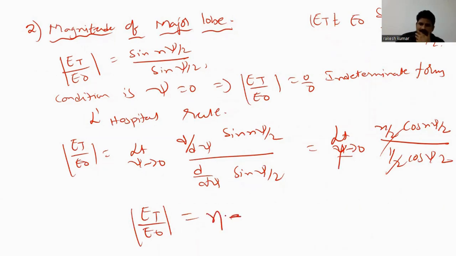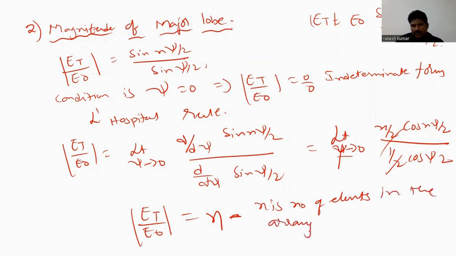E total by E naught is equal to N. The magnitude of the major lobe is equal to N, where N is the number of elements in the array. So this is the second point, the magnitude of the major lobe. Let us go to the third point.